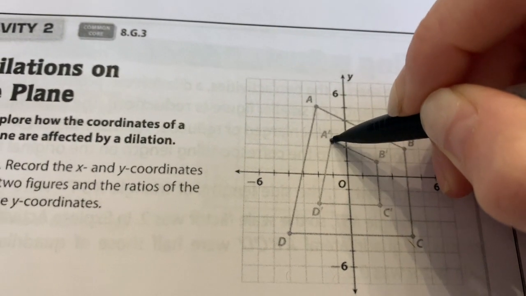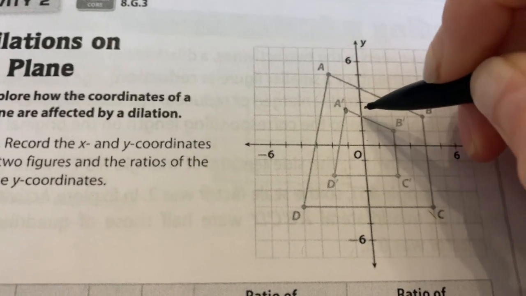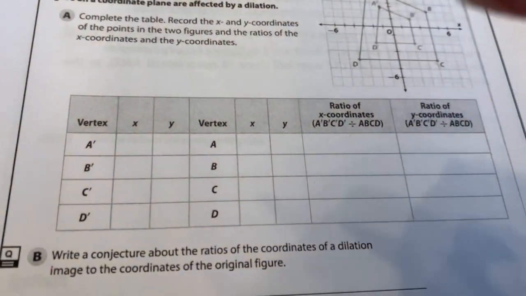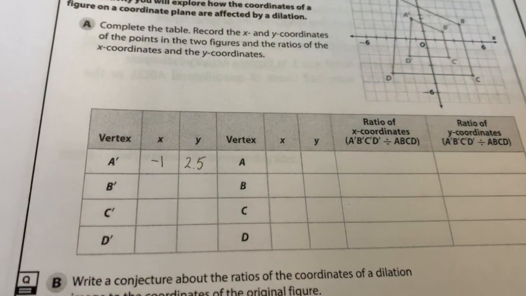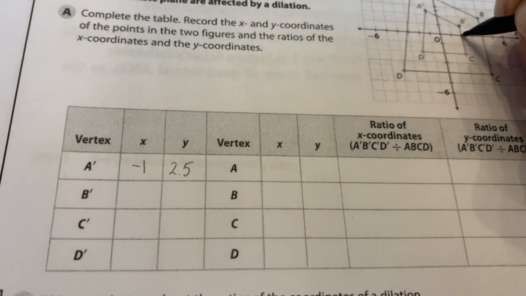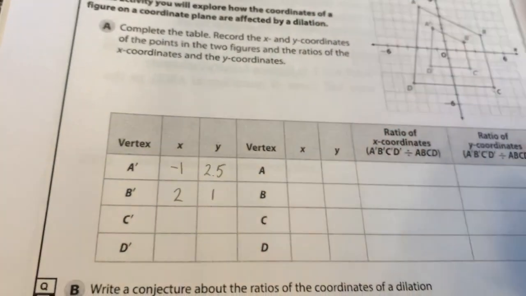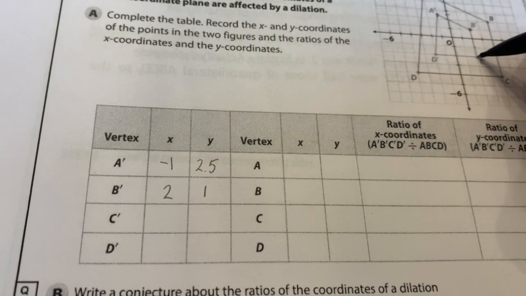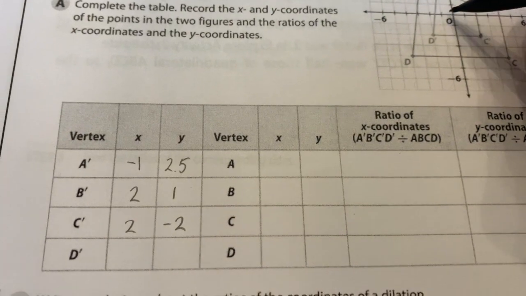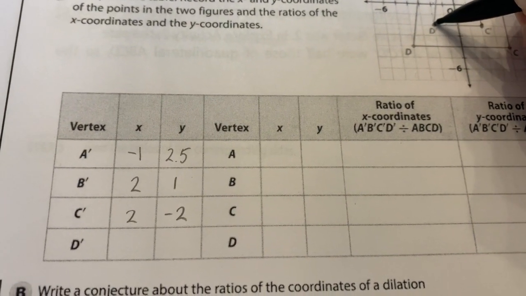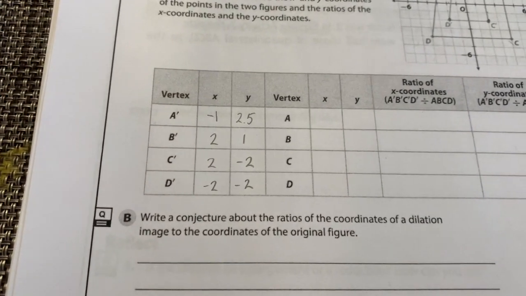So for our image, look at your graph and you can see the image is the one with the prime. So A is equal to 1, comma, what is this, 2.5? This is in between, so that's 2.5. So it's 1, -1, sorry, and 2.5. B is 2, comma 1. C is 2, -2. And D is -2, -2. Okay, so those are the points for the image.